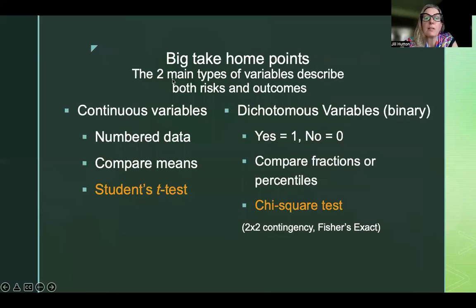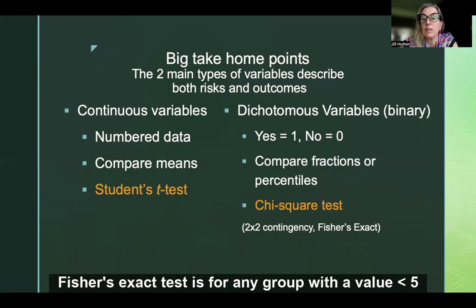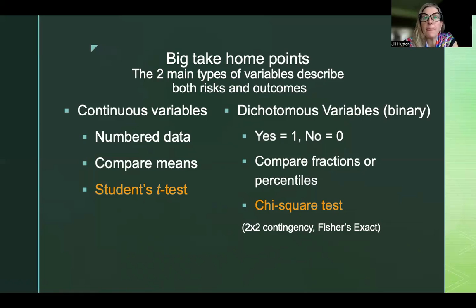So big take-home points. The 2 main types of variables that both describe risks and outcomes are continuous variables and dichotomous variables. Continuous variables are numbered data. They compare the means. You use a student's t-test. You should have over 30 participants in each group. Dichotomous variables answer a yes-no question. You compare fractions or percentiles with a chi-squared test. For small data sets, you use a Fisher's exact test. And I mention these 2 variables because by far they are the most widely used, and if you can master them, you'll really have a good understanding of most medical literature.